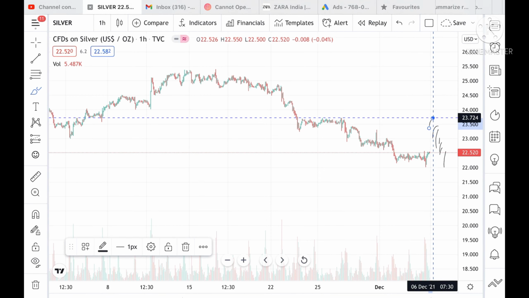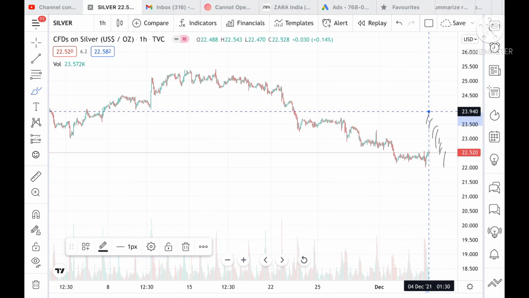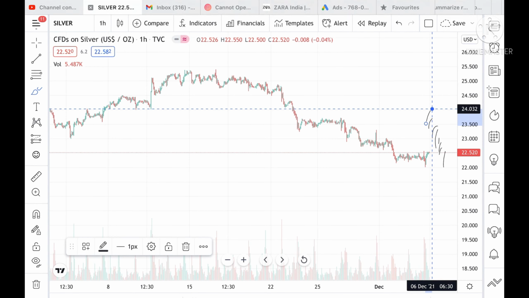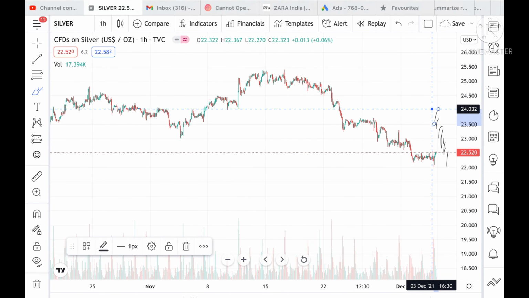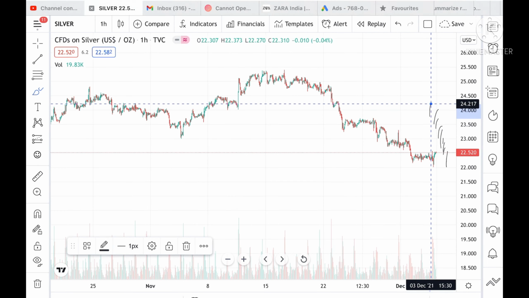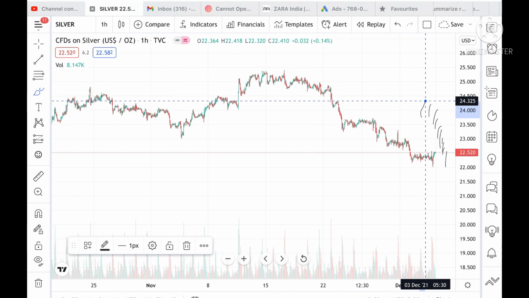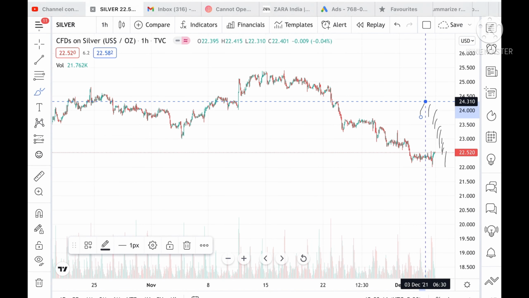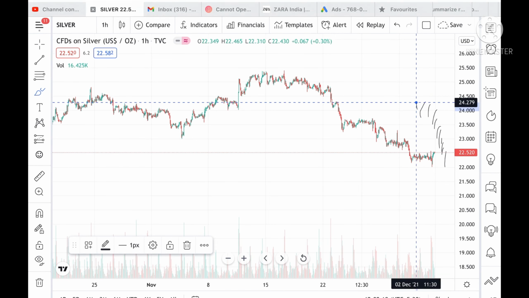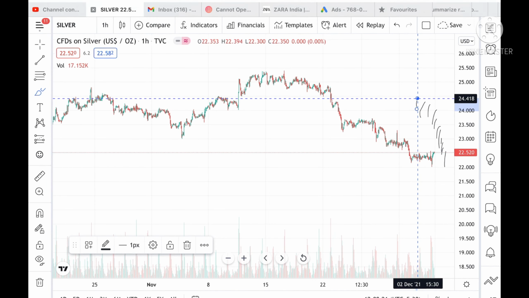Suppose the price sustains above this level, then it can go further upside and touch 24.032. If we look at the chart, this resistance is already tested here, so chances are high it can go further upside to 24.217, and from there there is a high probability it can go to 24.325. This resistance is already tested here, so chances are high we can see 24.418.